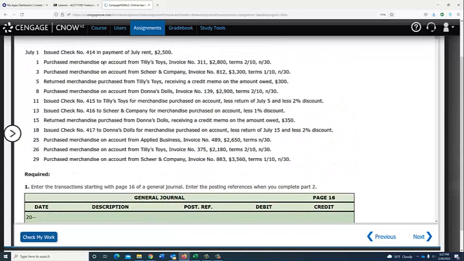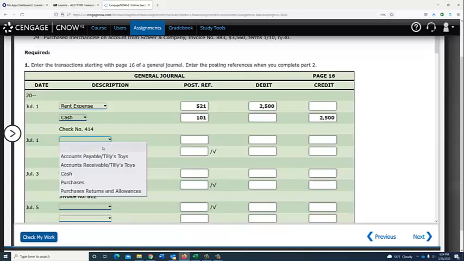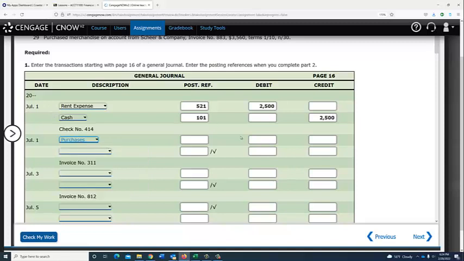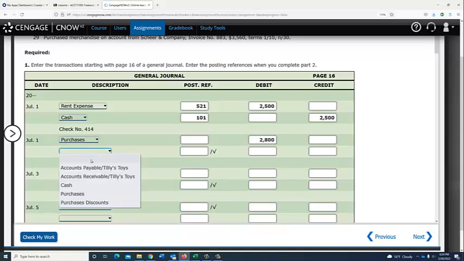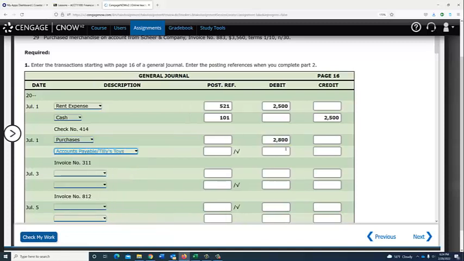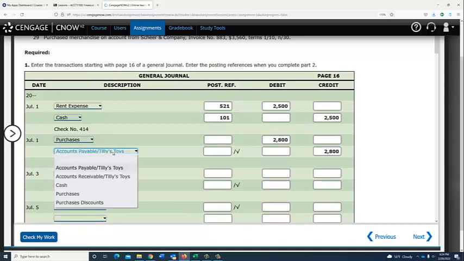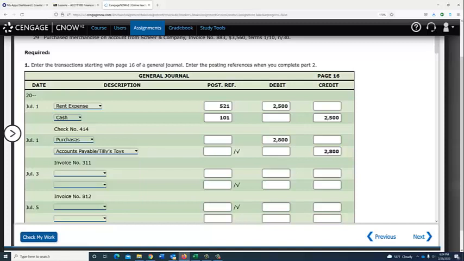On the 1st, we purchased merchandise on account from Tilly's Toys, invoice 311 for $2,800, terms 2/10, net 30. Okay, so we're going to go to our journal and increase the purchases account for $2,800. And then we'll increase accounts payable Tilly's Toys with a credit of $2,800. Remember, accounts payable is increased with a credit.